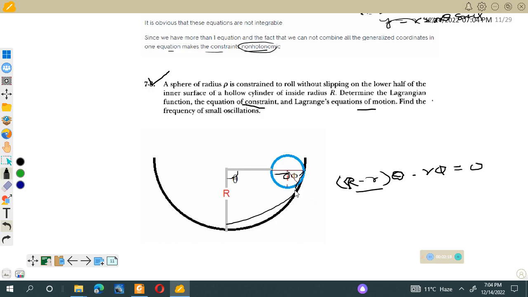This is the constraint, because this disk should not deform. If we consider this disk as a solid disk, it will not deform, so (R minus r) into theta minus r phi should be equal to 0. This is the constraint acting on this body's motion.